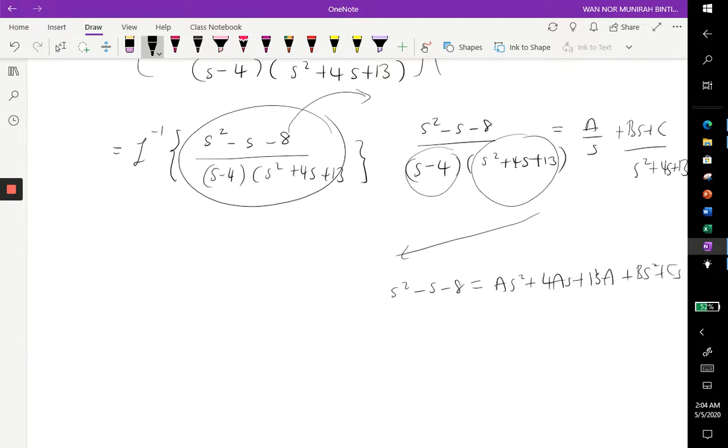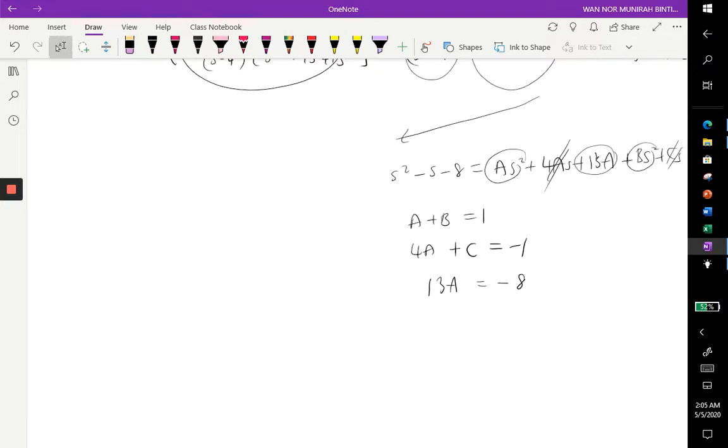Okay, so for s squared, I have A plus B, left hand side equals 1. Your right hand side of s, so you have 4A plus C, equals negative 1. Then for the constant, 13A equals negative 8. I hope that my calculation is correct here. If it's wrong, please correct me. But this is the idea.